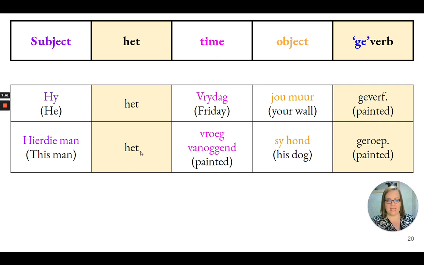Hierdie man het vroeg vanoggend sy hond geroep. Het as the second word, and geroep, your ge-verb at the end. Now just a moment into the object pronouns. Jou mier, sy hond.